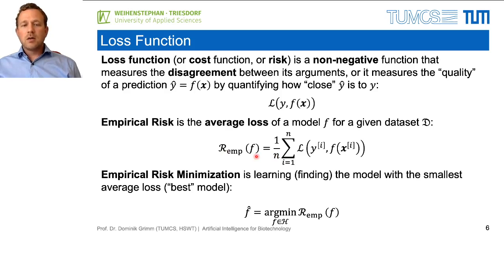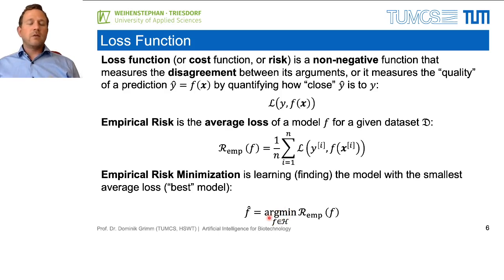And our goal is now that we minimize this empirical risk. And this is called empirical risk minimization. So the learning of our model is finding the smallest average loss, which is nothing else than finding the best model. So the best model, which I denote here again with the hat, f hat, is the argmin of our empirical risk, which is the linear function out of our hypothesis space H that describes the data the best.